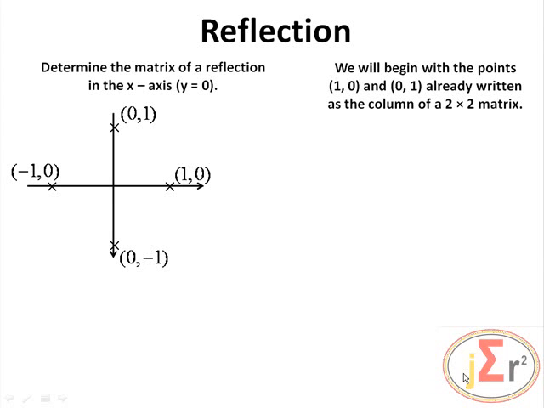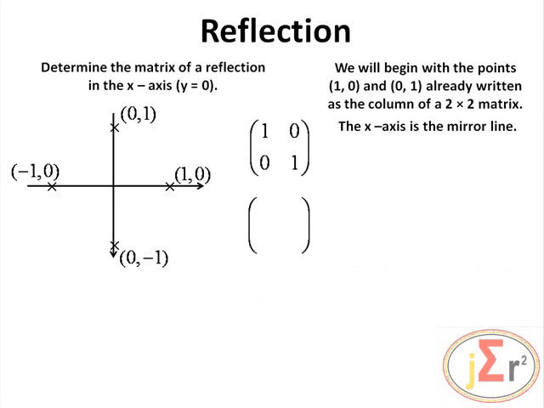Y is equal to 0. So what are we going to do? Of course, the x-axis is the mirror line, and we are going to highlight it there. That's our x-axis. That is our mirror line. Let us reflect the point (1, 0). How do we reflect the point (1, 0)?